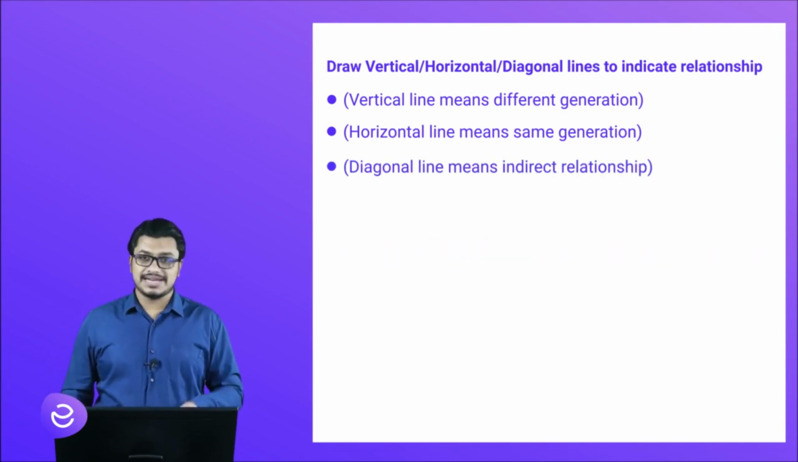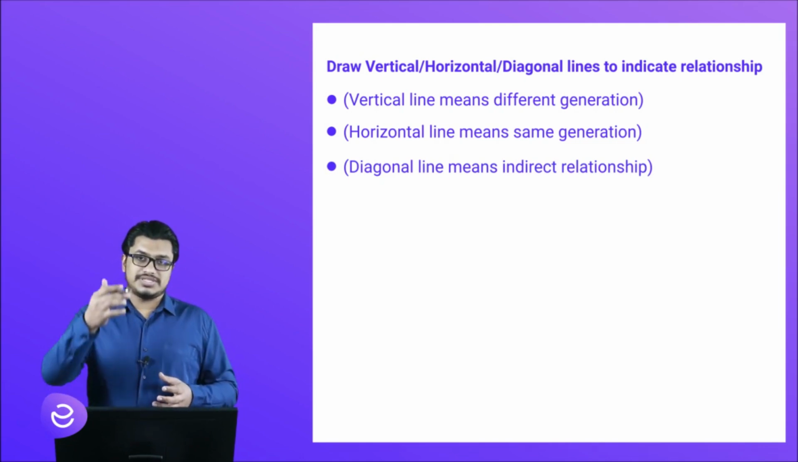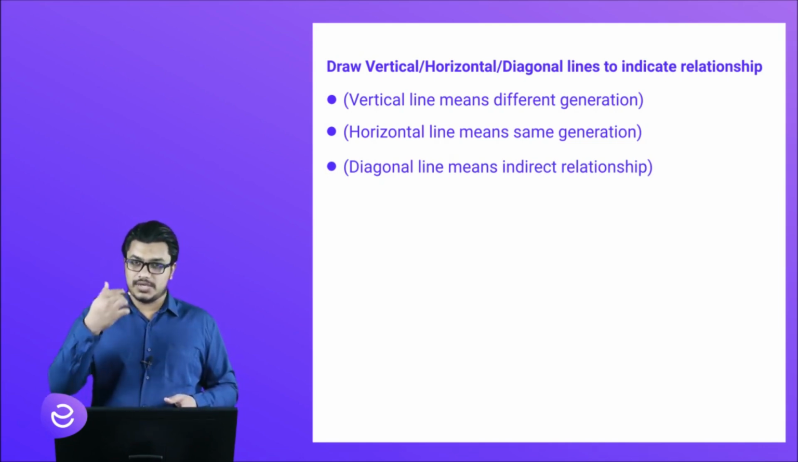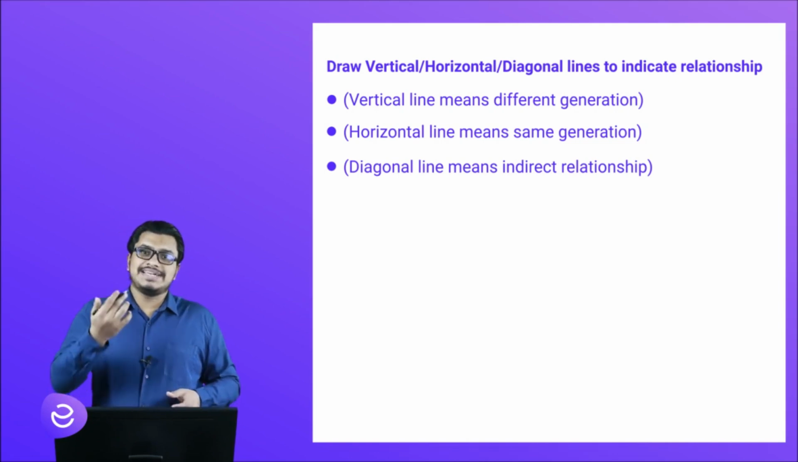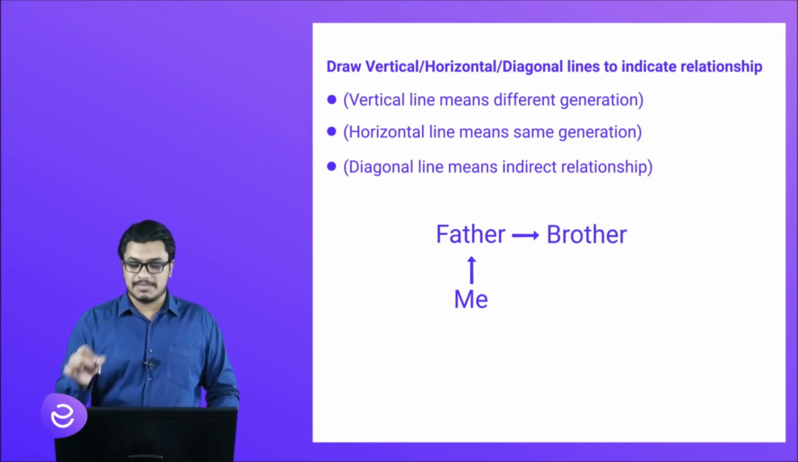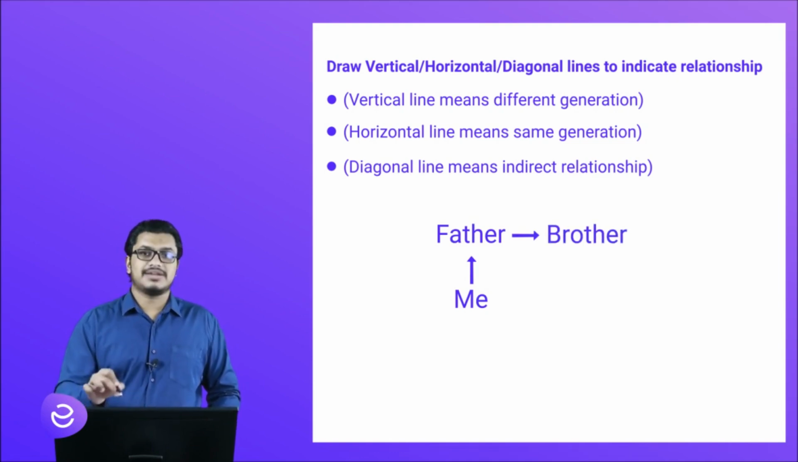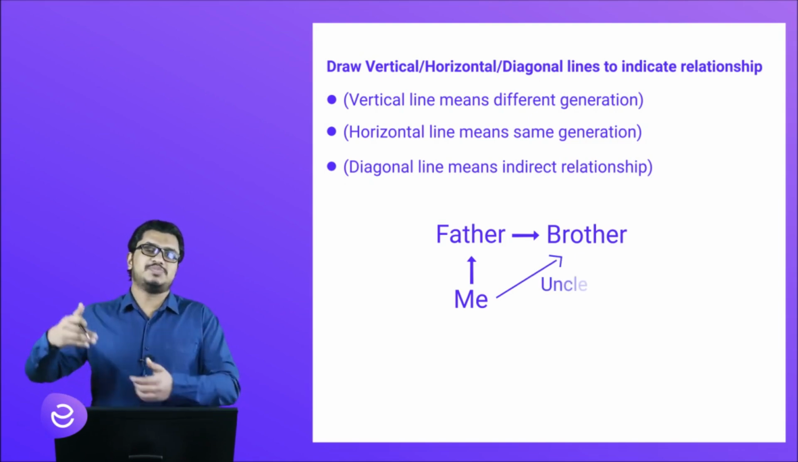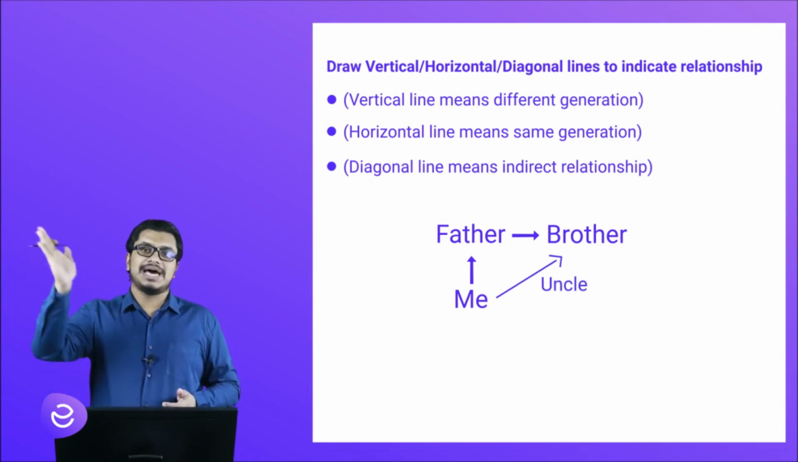Then we have some diagonal lines. We use diagonal lines to draw indirect relationships. For example, me, my father, my father's brother. So it comes as a diagram like this. We draw a diagonal line to denote that this person is my uncle. So that is an indirect relationship.